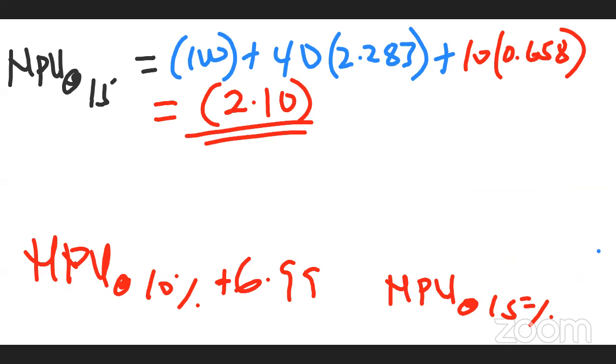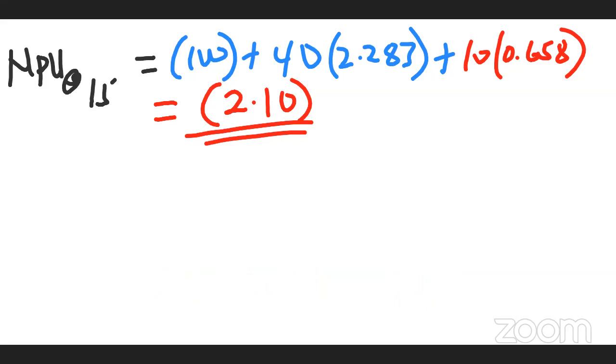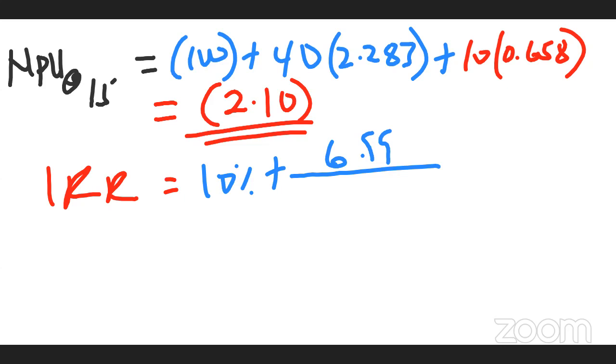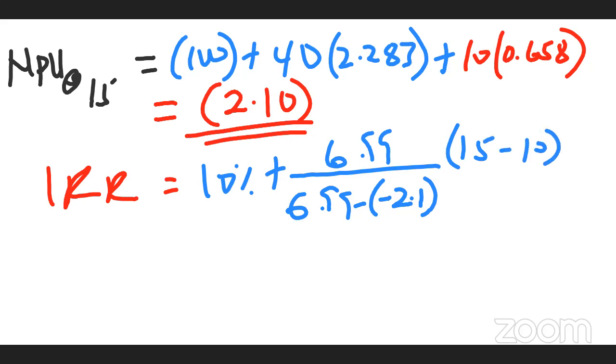So now we have the initial NPV and we have the final NPV. So as always, the higher NPV becomes the B, whilst the lower NPV becomes the A. So let's substitute it into the IRR formula. Our IRR will be equal to the A, which is the lower cost of capital or discount factor, that's 10%, plus NPVA, 6.99, over NPVA minus NPVB, 6.99 minus 2.1, into brackets 15% minus 10%. So when we work it out, the IRR will be somewhere around 13.8%. So you can confirm that as well.